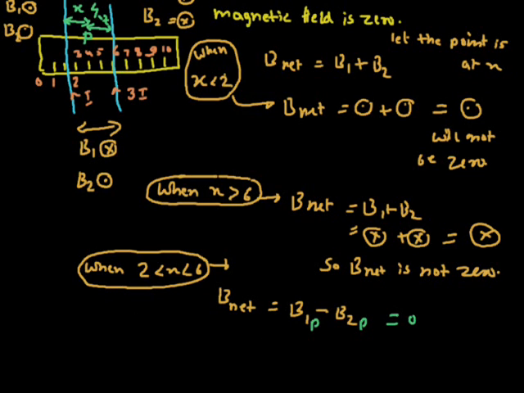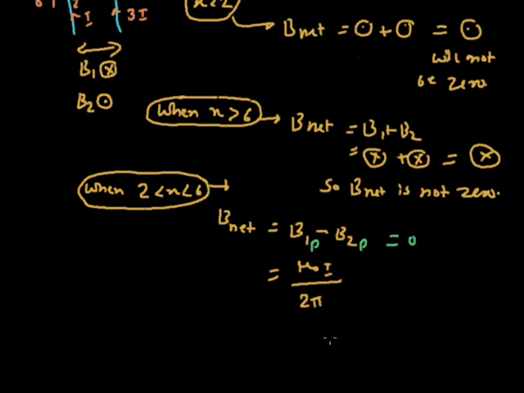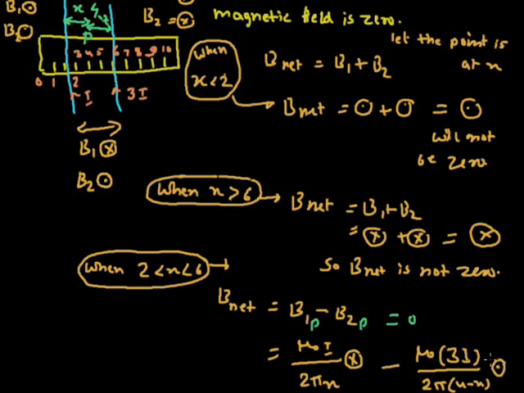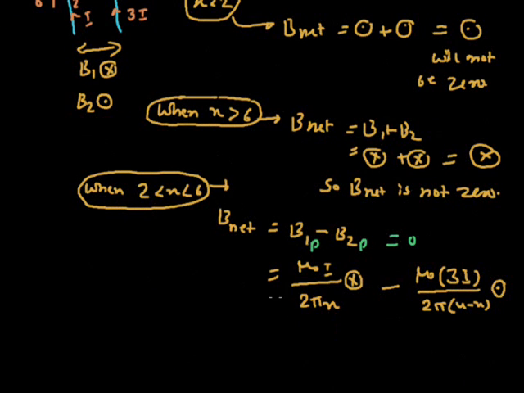So now the value of this B1 at P is what? Simply mu naught I upon 2 pi d. d is what? Simply x. And this is where the direction is inward. Minus mu naught I2, which is 3I, upon 2 pi. This is 4 minus x, and this is outward, and this should be equal to 0.